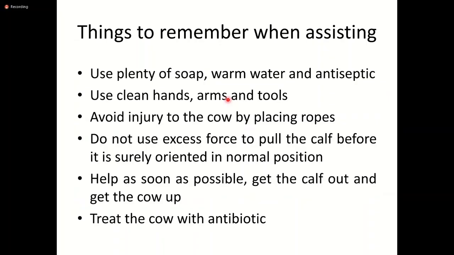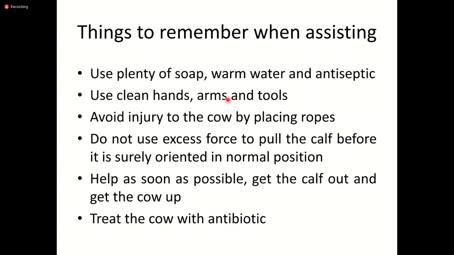Right? So, what are the things to be remembered during assisting, right? What you have to do is use lots of soap, warm water, and antiseptic agents just to clean our hands, arms, and whatever tools we are using. Everything should be clean, right?